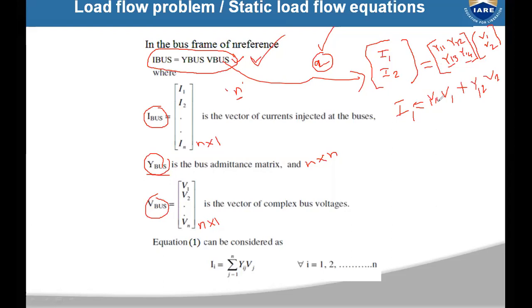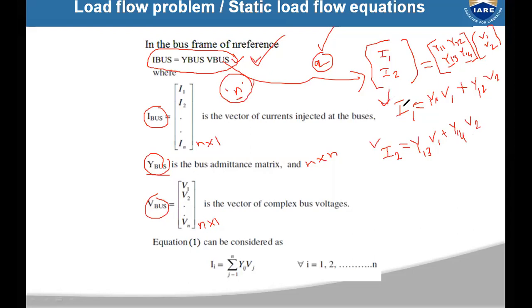Okay, so if you write the I2 expression, I2 will be Y13 into V1 plus Y14 into V2 you will get. So these are the equations for a 2 bus system. So like that, suppose if you write for n bus system, how can these equations be written?